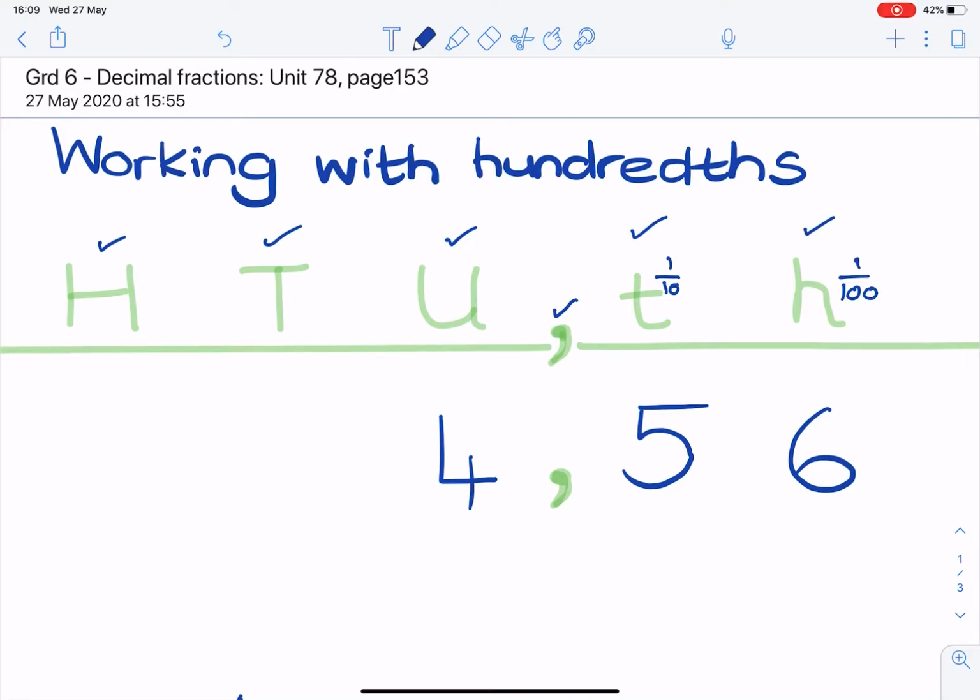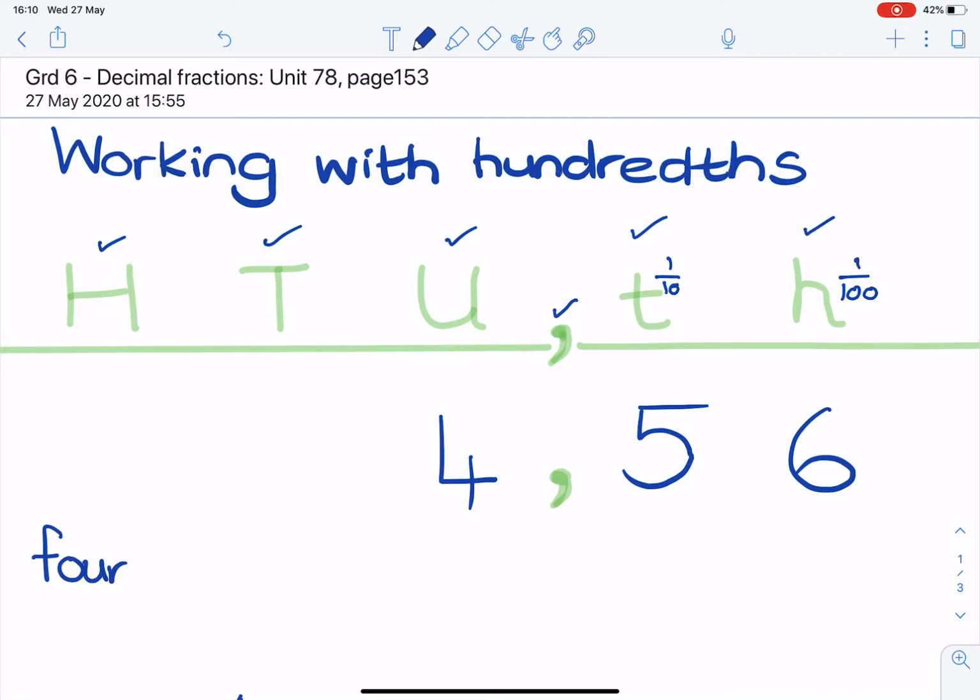This number is 4,56. We do not read it as four comma fifty-six. We read it as 4 and 56 hundredths. But when we write it as words, it is confusing because we read it as 56 hundredths. Let's have a look. We write it in words like this.